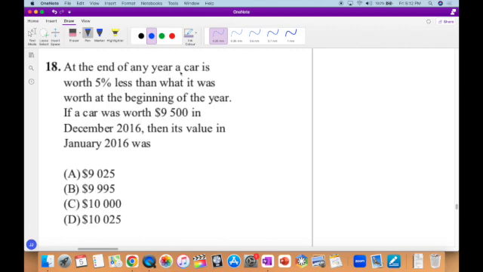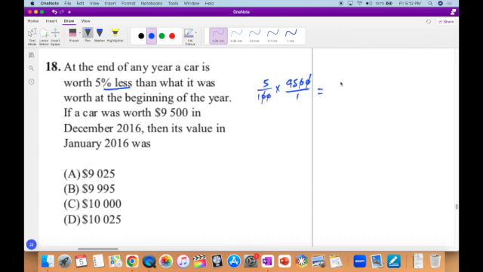At the end of any year, a car is worth 5% less than what it was worth at the beginning of the year. If a car was worth $9,500 in December 2016, then its value in January 2016 was... So at the end of any year, a car is 5% less. So what we have to do is find 5% of 9,500.